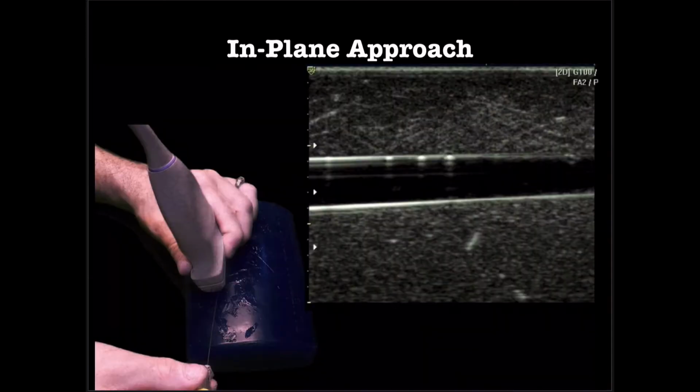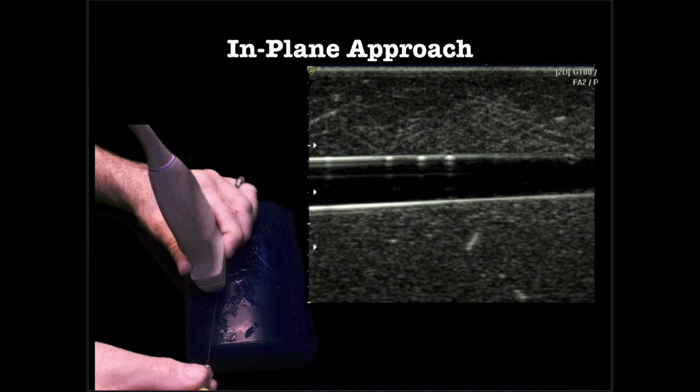So this is how it would look. We would have done the compression technique. We would rotate to long axis. Notice that the walls of the vein are bright. That means you're directly over the vein. The needle is very bright. That means you're directly over the needle. When the needle gets dull like that, it means it's going out of the plane of the beam and you have to redirect it back in.